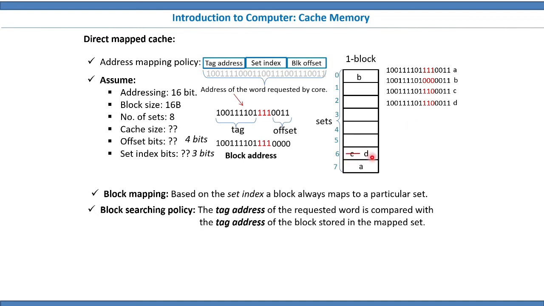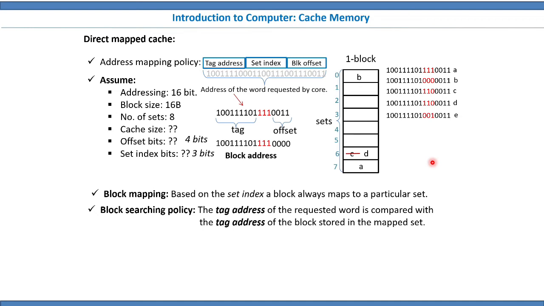Okay, this is also called a conflict because both C and D are mapping to the same set. So here C and D are conflicting with each other, though there are other empty places already there in this case. For example, locations 1, 2, 3 are free, but still C and D are conflicting based on this mapping policy of direct mapped cache.